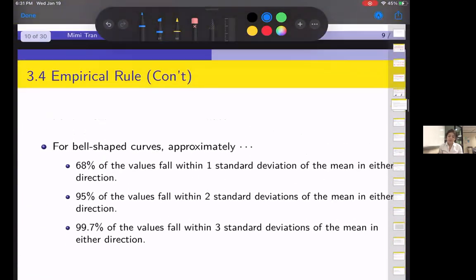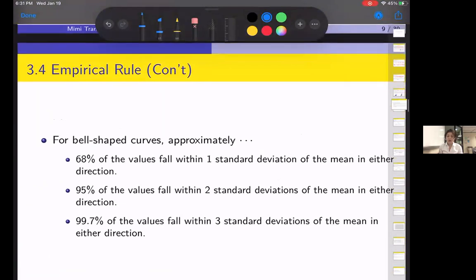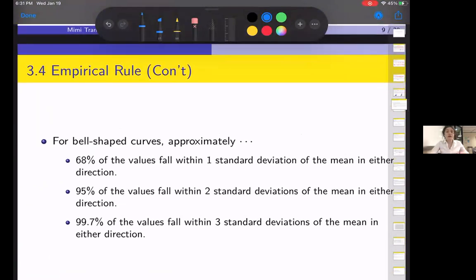Okay, empirical rule. Now before I go here, we're going to take a little break. Before we take a break, I'm going to take attendance, and then we'll take a break. Okay. Just hang in there.